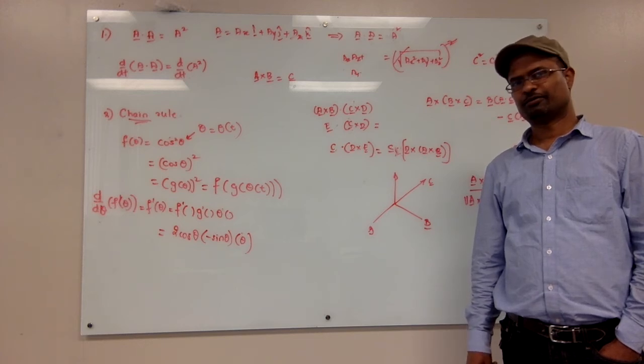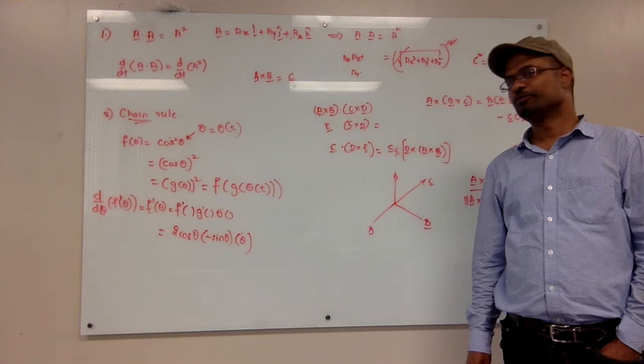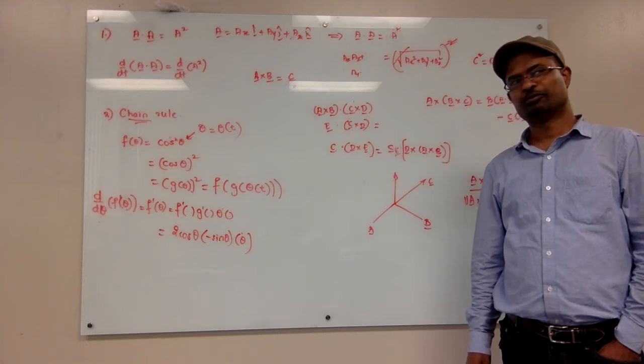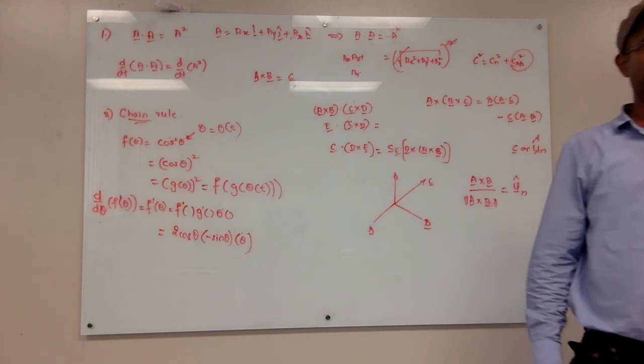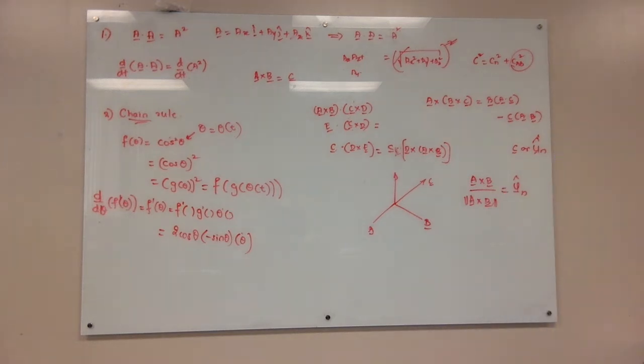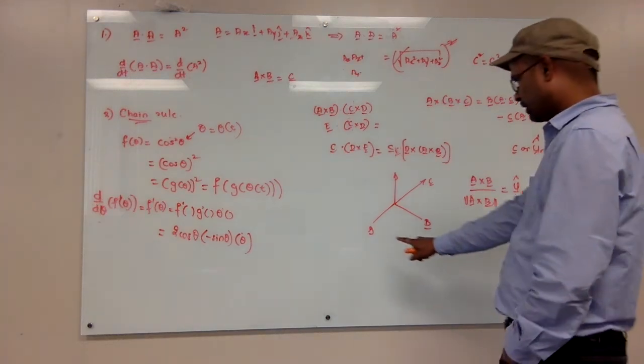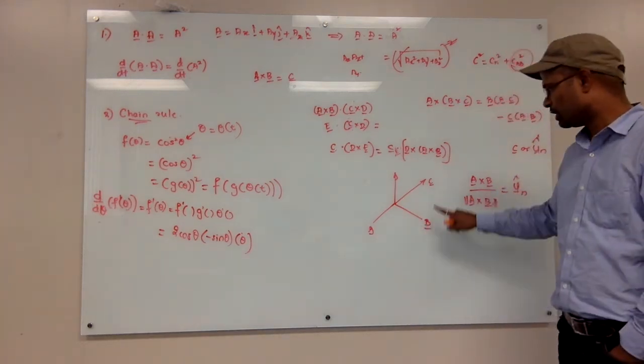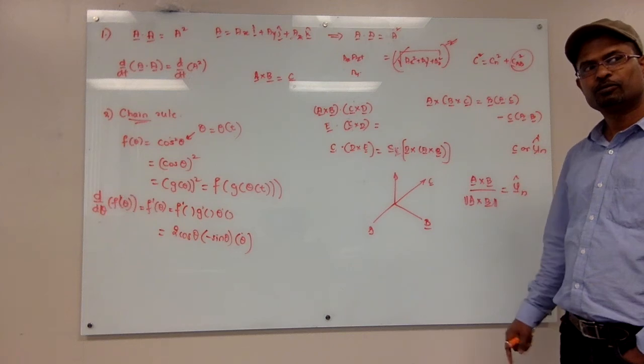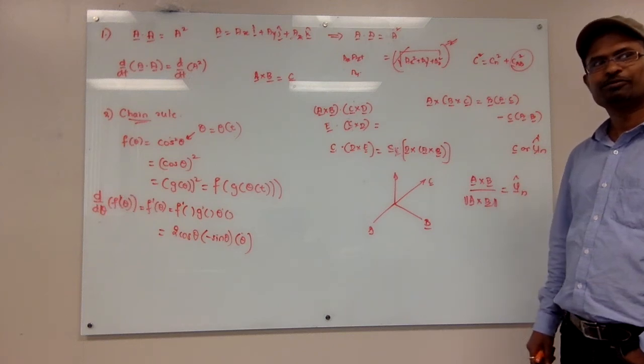Three vectors will be coplanar. Coplanar means they're all on the same plane, right? How do you come up with a condition? Okay, think about this. Let's look at A, B, C. A and B are coplanar. But A, B, and C are not all coplanar together.